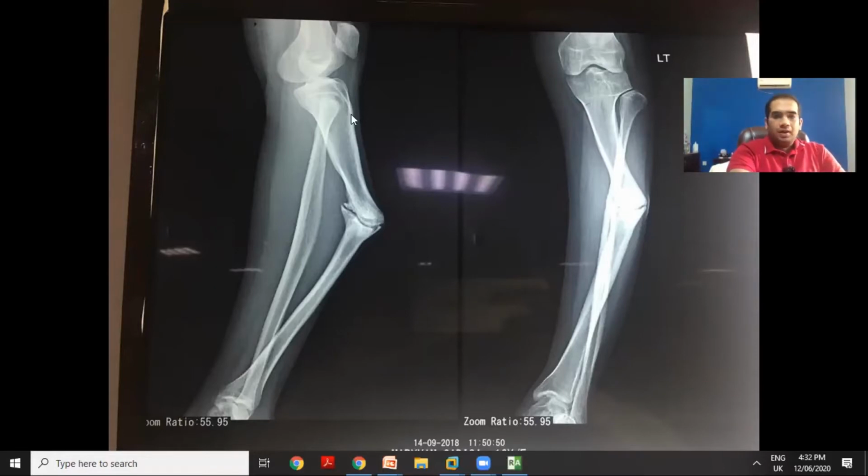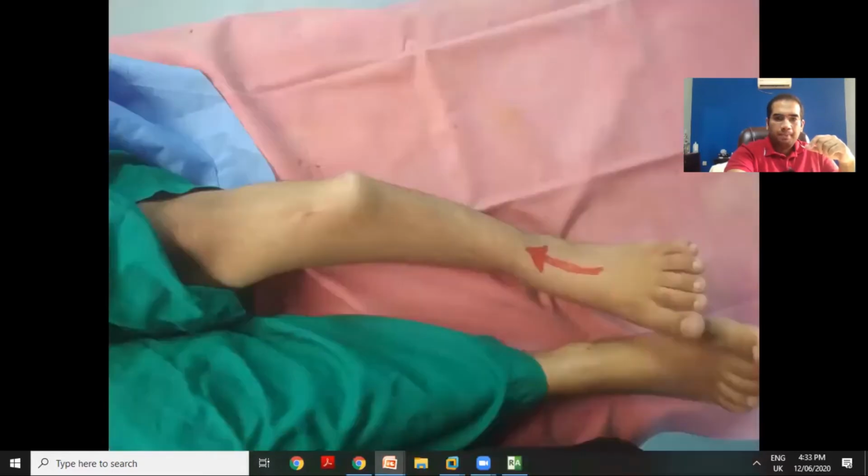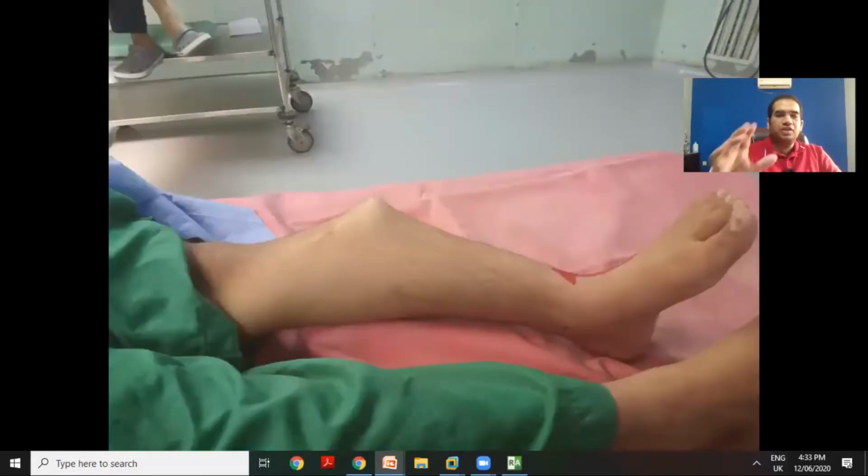Now, as I was saying, the deformity is in the oblique plane. Let's look at this leg. As you can see over here from the front, there is an obvious bump on the lateral side, and if you see from the lateral side, there is a bump on the anterior side.